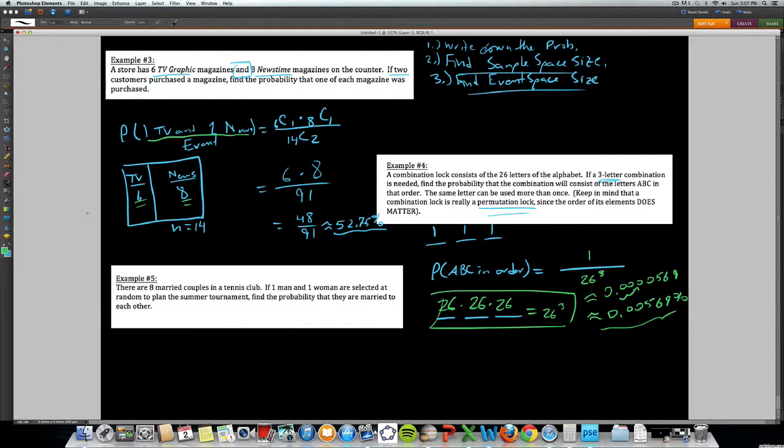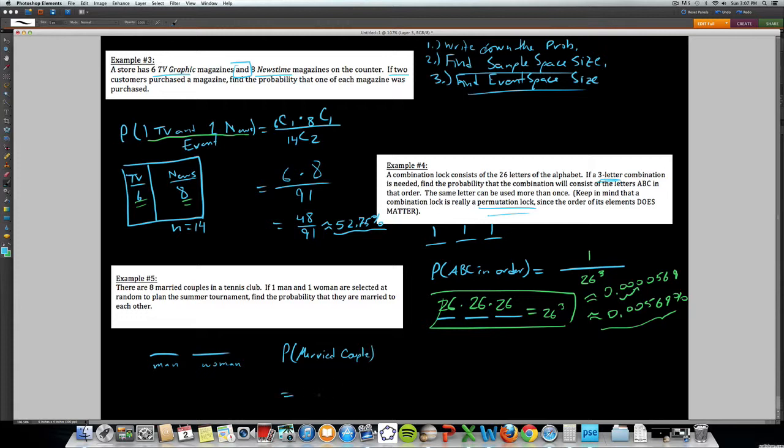So let's look at this last one down here. There are 8 married couples in a tennis club. If one man and one woman are selected at random to play in the summer tournament, find the probability that they're married to each other. This is multiplication rule again, because we're selecting a man and we're selecting a woman. Let's write down the probability we want to find: the probability that they're married. The two that we choose are a married couple.